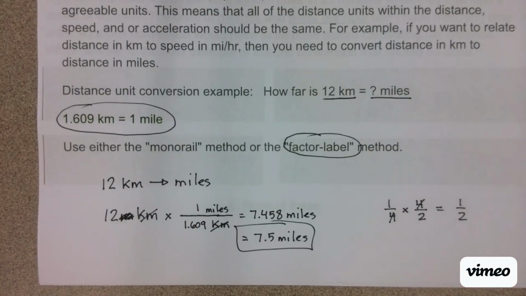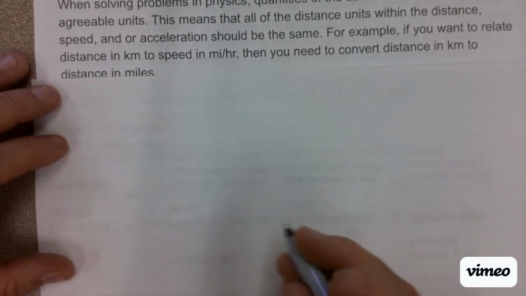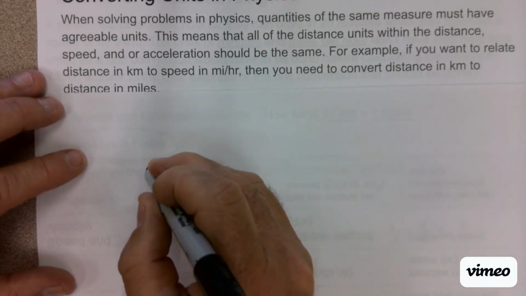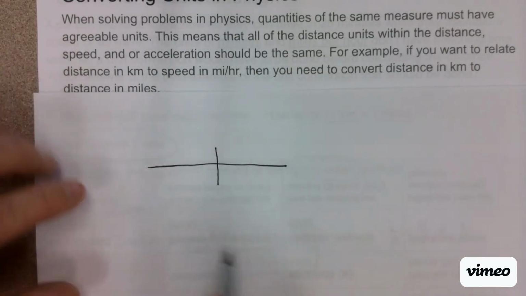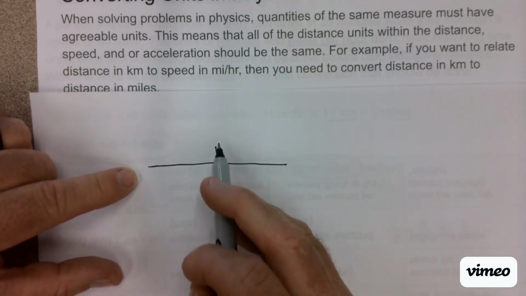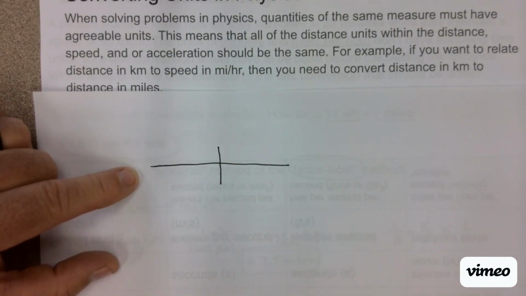All right, so now let me show you that exact same conversion just using the monorail method, okay? So the way the monorail method works is like this. Instead of thinking about fractions, you create this monorail. A monorail is basically a single horizontal line that could have multiple vertical lines. In this case, I only need 1 vertical line.